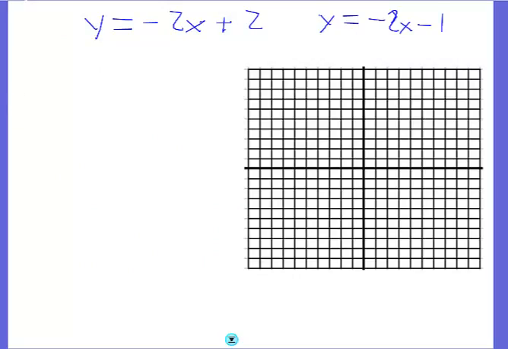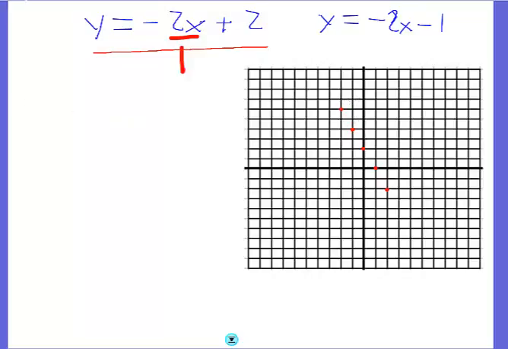So if we look here, we have two more equations. We have y equals negative 2x plus 2 as the first one, and y equals negative 2x minus 1. Now I'm going to graph this first line in red. So the y-intercept is going to be positive 2. I'll put that there. Our next point, since it's a negative, really negative 2 over 1, we're going to go down 2 to the right 1, down 2 to the right 1. And then back to the y-intercept, up 2 to the left 1, up 2 to the left 1.